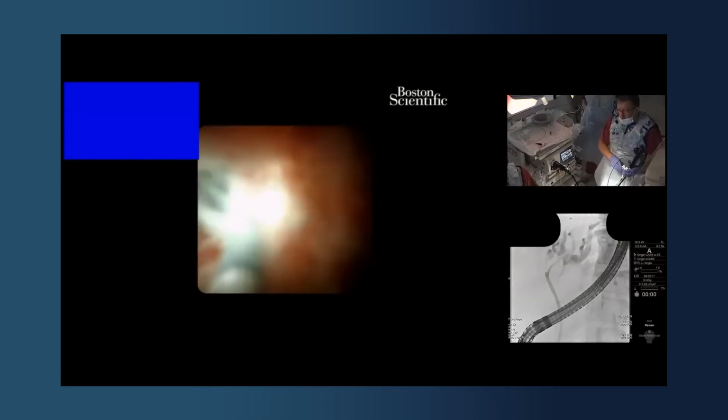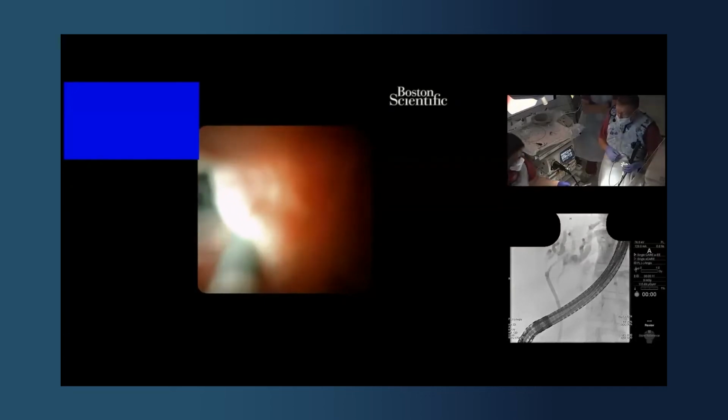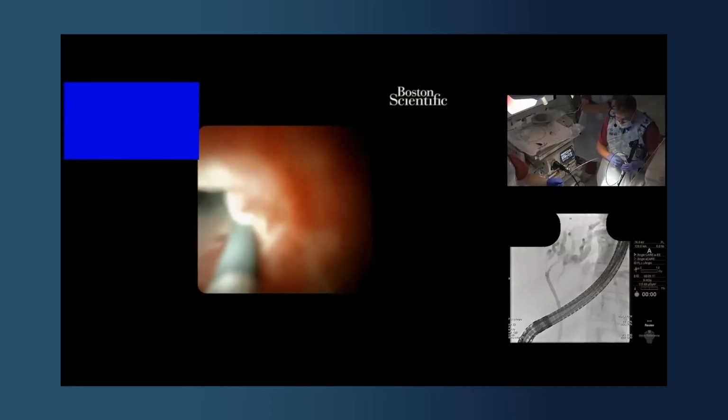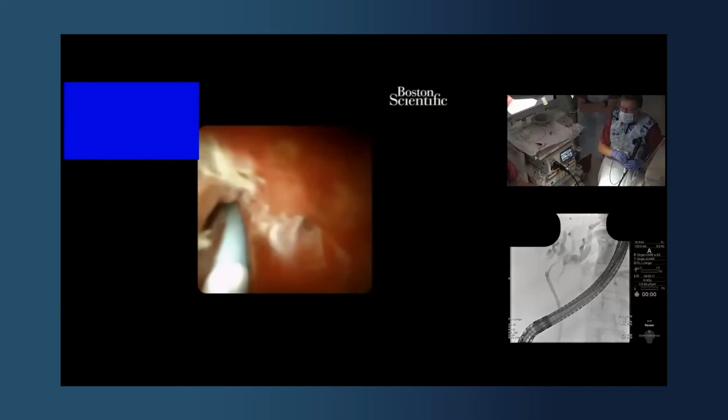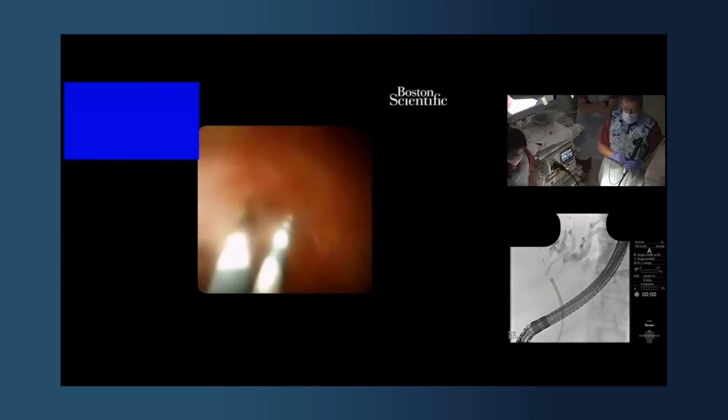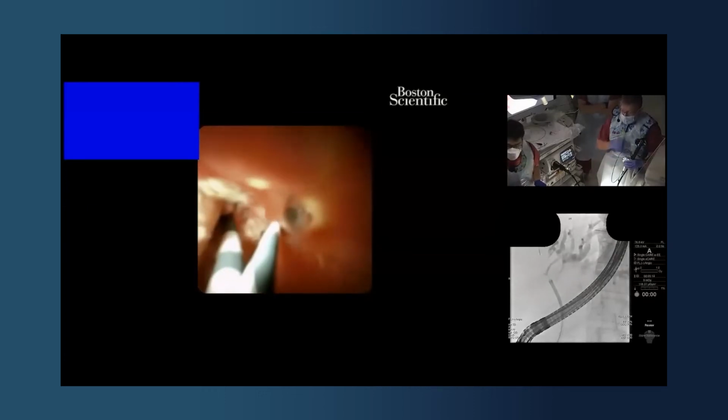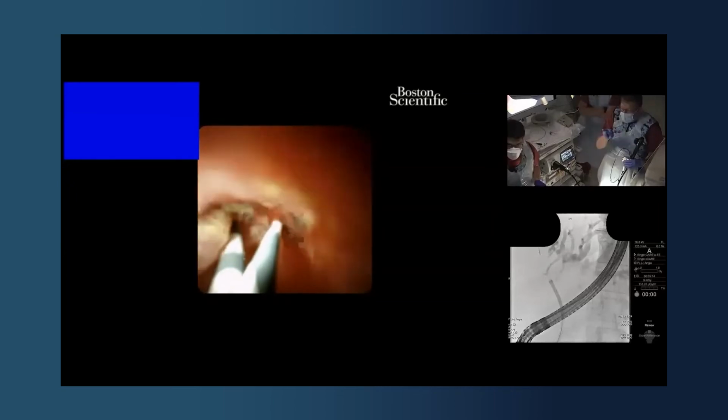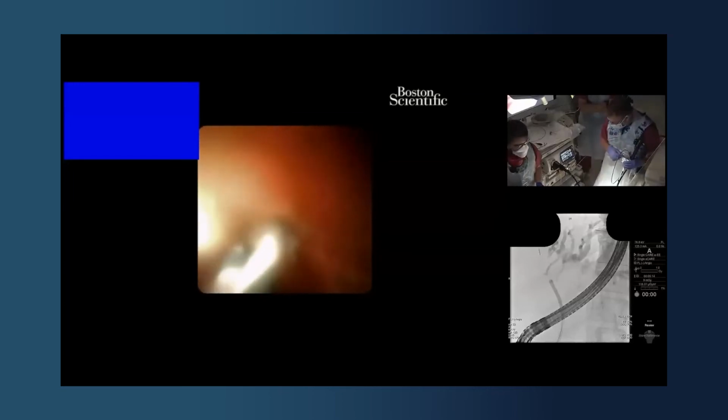The working channel of the SpyGlass is 1.2, 1.3 millimeters. You cannot get two 0.035 inch wires side by side, so I'll place a 0.025 inch wire in the left system. And then I'm going to see if I can pass the Olympus VisiGlide 2 wire into the right system. Here we go. Okay, so that's great. You can see on the screening now that we have two wires across the bifurcation, which would not be achievable without cholangioscopy. Now we will need to very carefully exchange the cholangioscope, leaving both those wires in place.